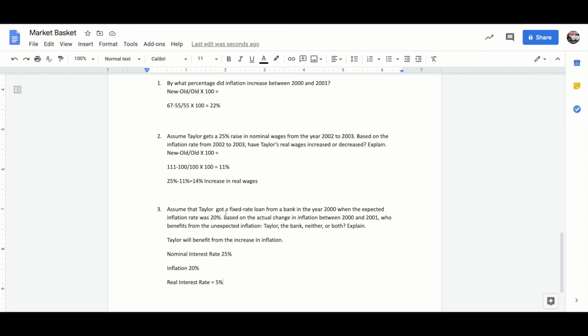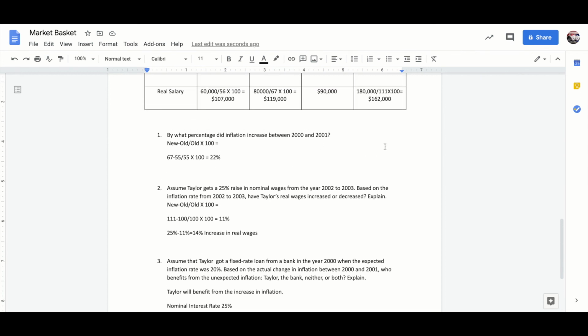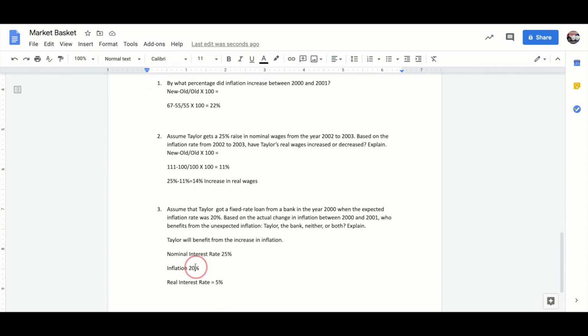Now, what happened between 2000 and 2001? Inflation rose by 22%. And so if you look here, inflation actually ended up being 22%. 25 minus 22 is 3%. So my real interest rate went down. The value of the dollar I'm paying back is not worth as much as the bank thought it was going to be when they wrote my loan.